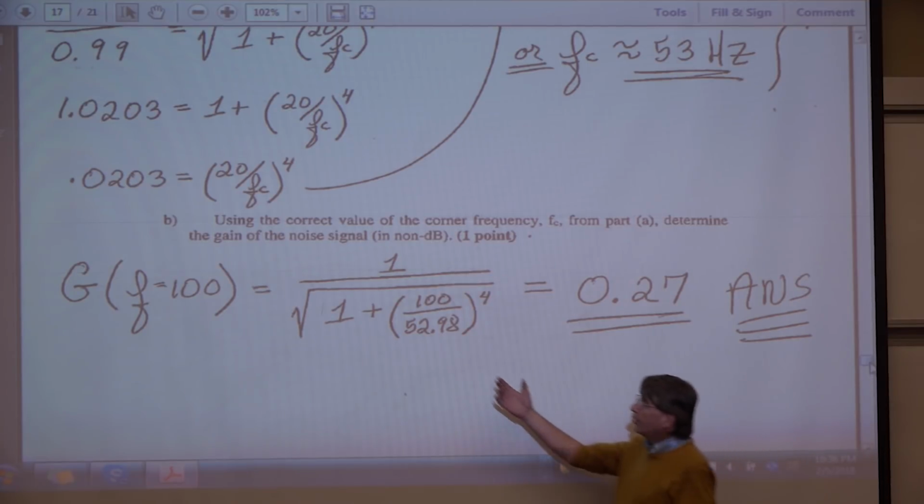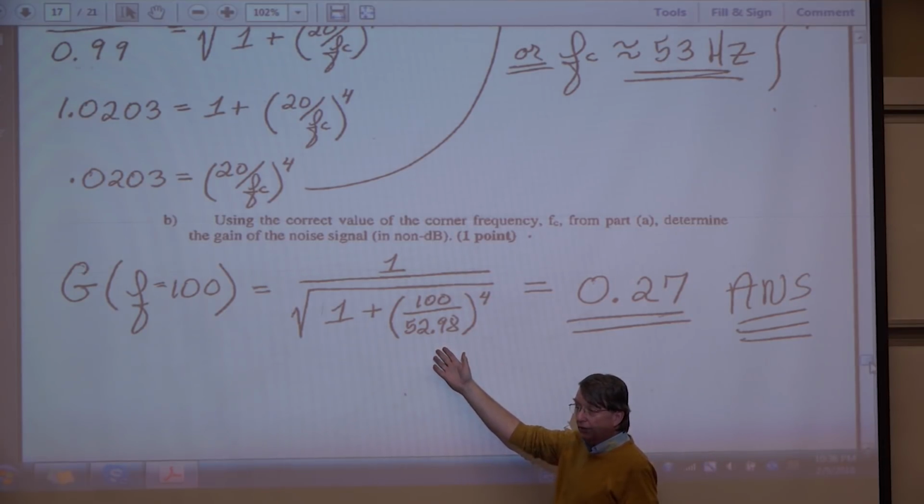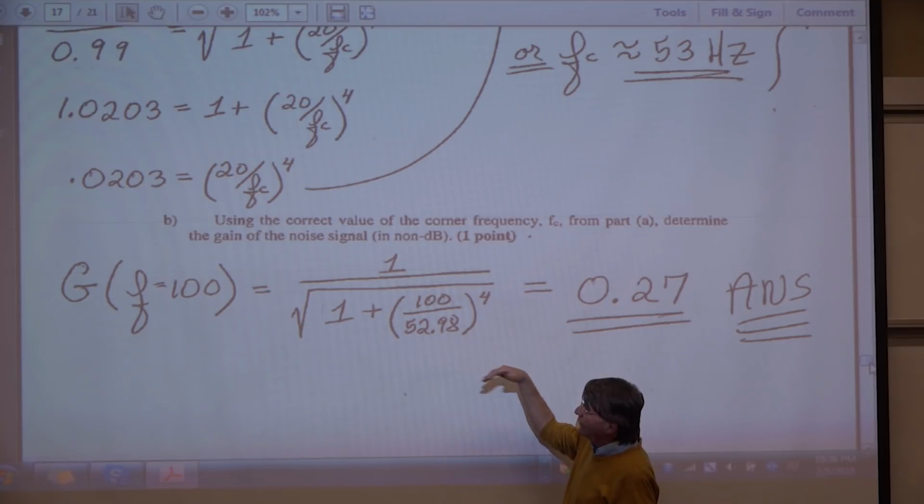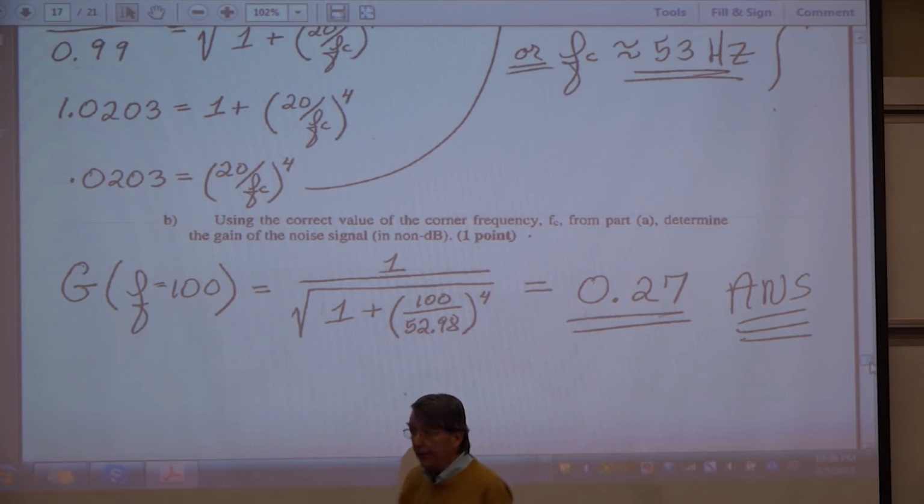Now I know the corner frequency is right around 53 hertz. So the gain of the good signal is 0.99. That's good. I like that. The gain of the bad signal is 0.27. I don't like that. It means I still got 27% of the bad signal. So what do?